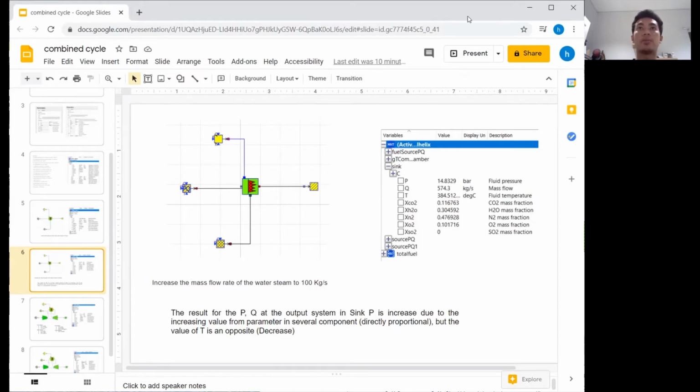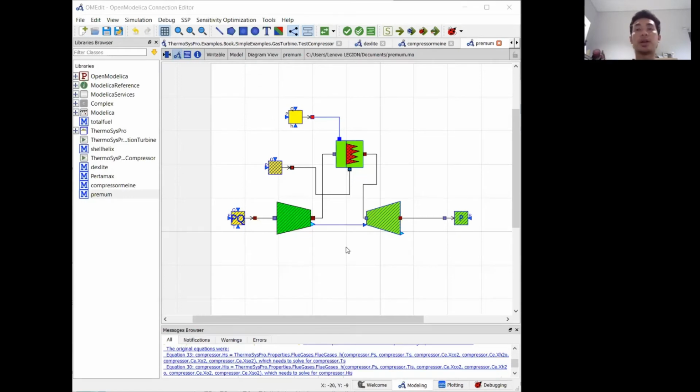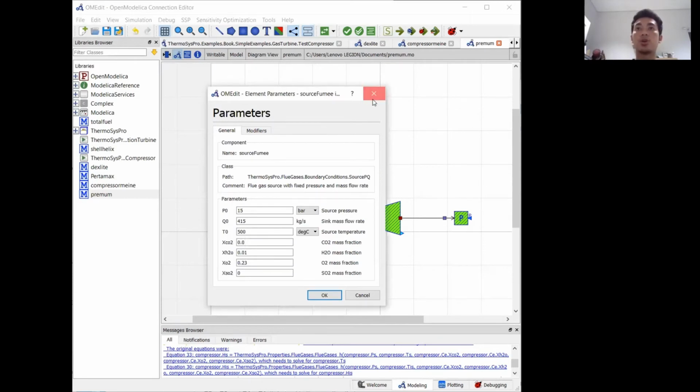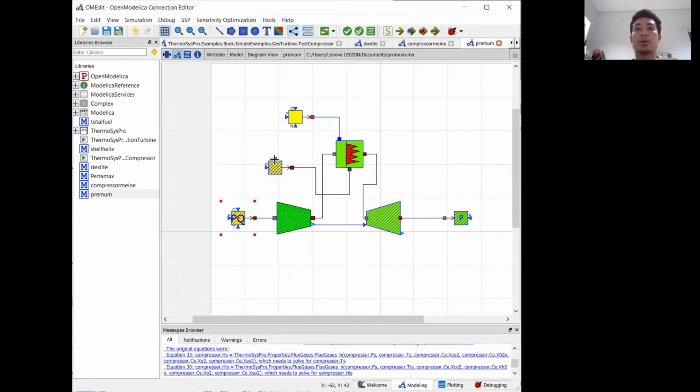Then we can move to the next experiment. To get different values and more efficiency, we made the cycle with several added components. In this case, I will add the compressor, gas turbine, and also a combustion chamber. But the other components are the same. And I will set the parameters for the flue gases source, water stream, and also the fuel mass and fuel gases.